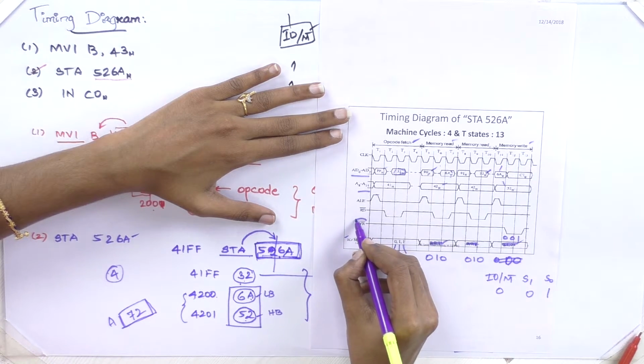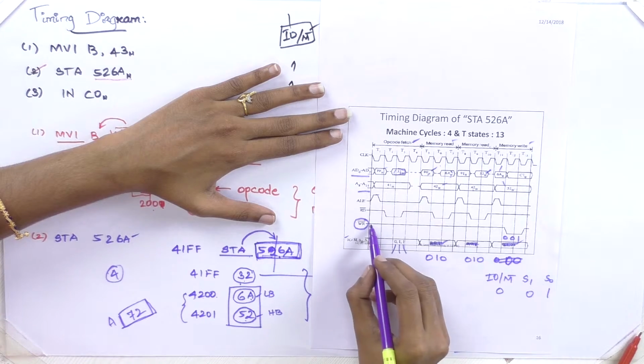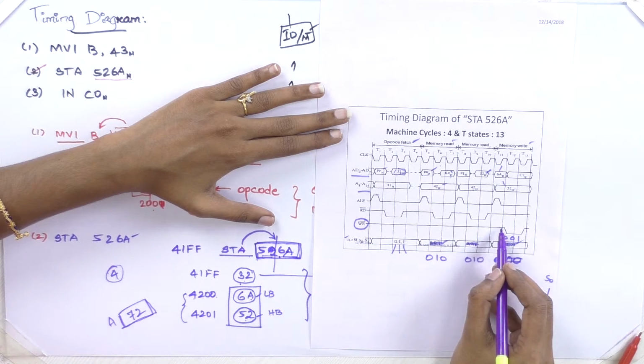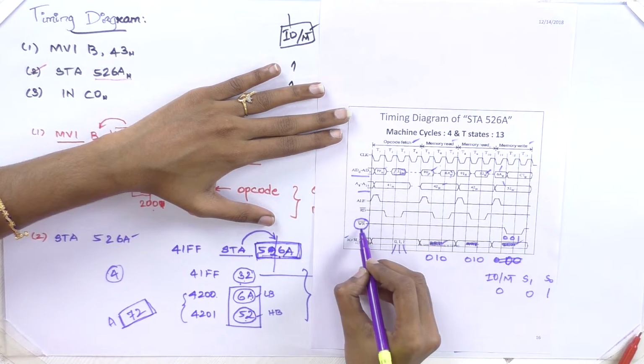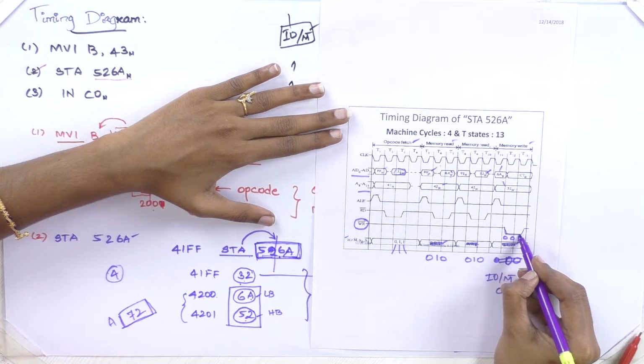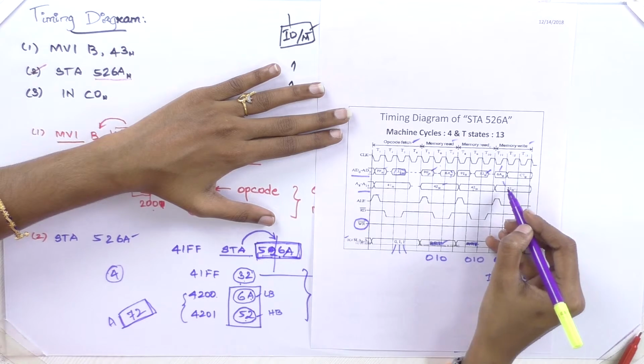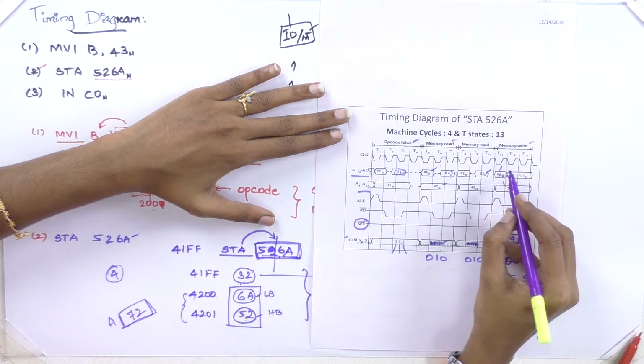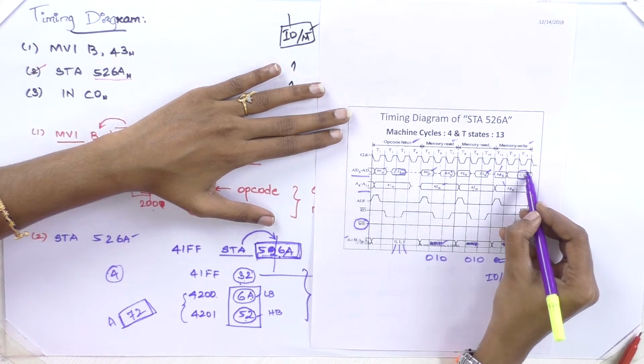At that time the write signal is used. Till then write is not performed, so it should be high since it's an active low pin. At T state 3 it should go low in order to write that 72 into this memory location. In this example they have taken C7.